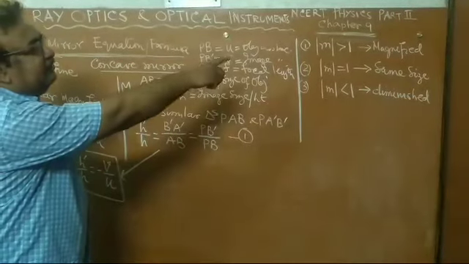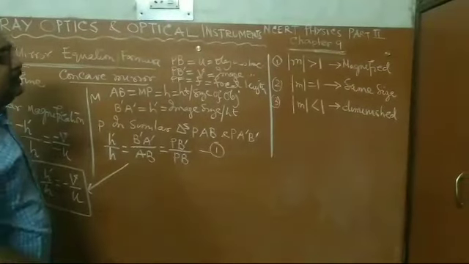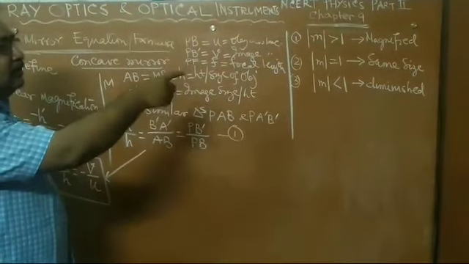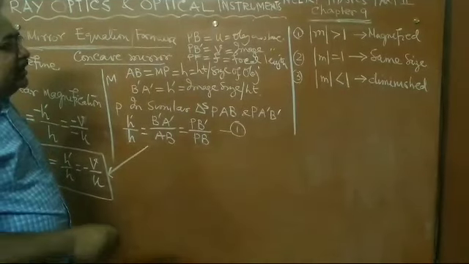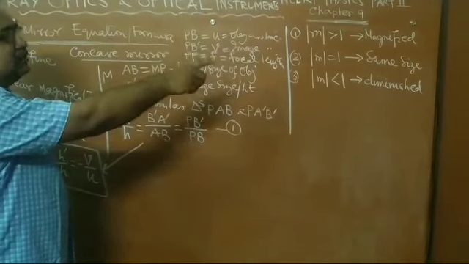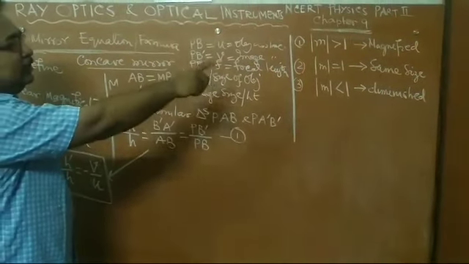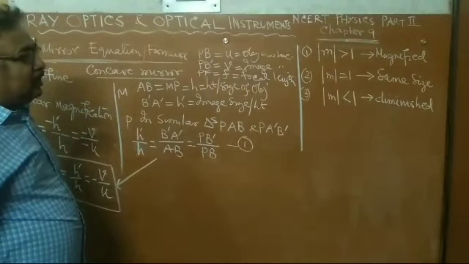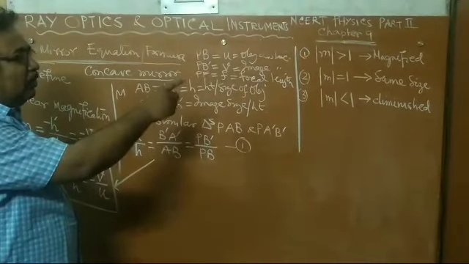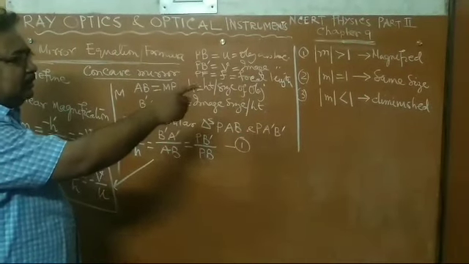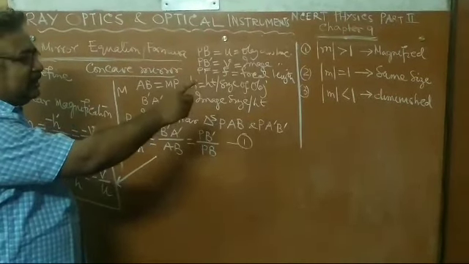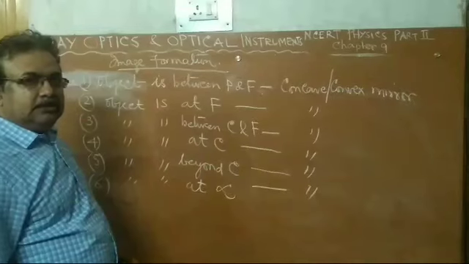Now, the modulus of linear magnification may be of three types. First case, when it is greater than 1, the image is magnified. Linear magnification indicates the comparison of the size or the height of the image and the object. So, mod M greater than 1 indicates that the image is magnified. Second case, if mod M is equal to 1, then the image size is the same as the object size. And if mod M is less than 1, then the image is diminished.